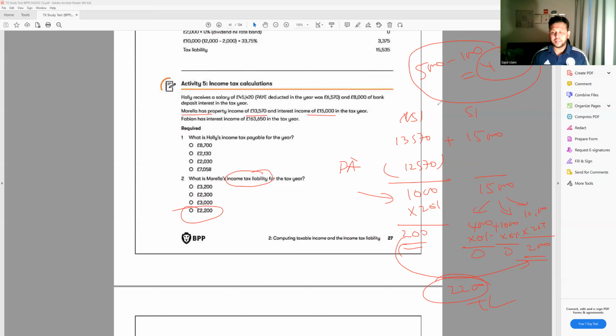The starting rate band, always be careful with the non-savings. If the non-savings is 4,000, then you have only 1,000 left. If the non-savings is 1,000, you have 4,000 left, because the maximum is 5,000.